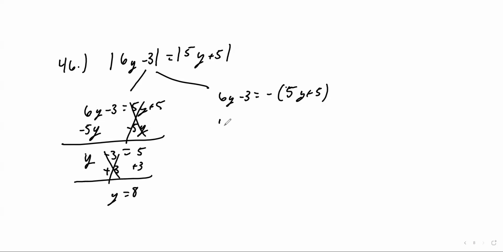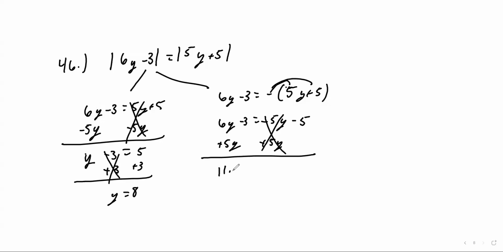Then do the same thing over here. 6y minus 3. Distribute this negative in. So I get negative 5y minus 5. And then again, negative 5 is still smaller. So now I'll add 5y on both sides.